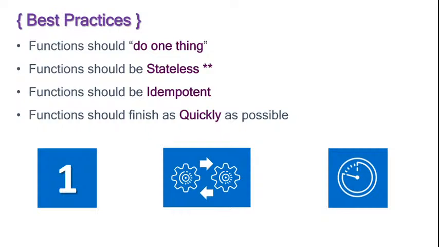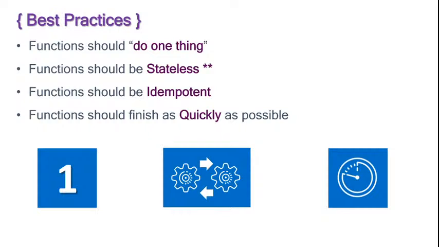Now, functions should be idempotent, as we say it. It says that irrespective of the load or the number of times you call the function, it should give you the same output. Period. Whether you call it a million times, a billion times, a gazillion times, it should give you the same output. That is what idempotent means.